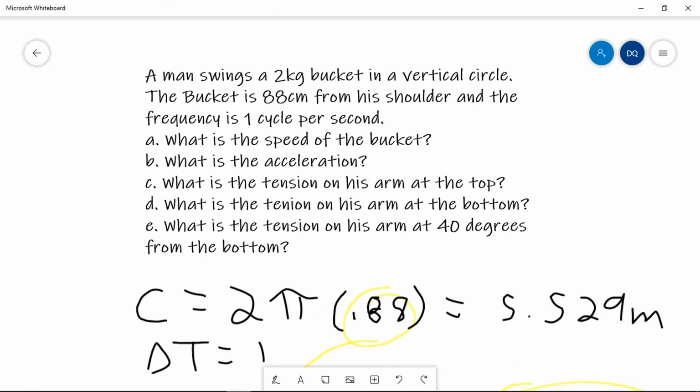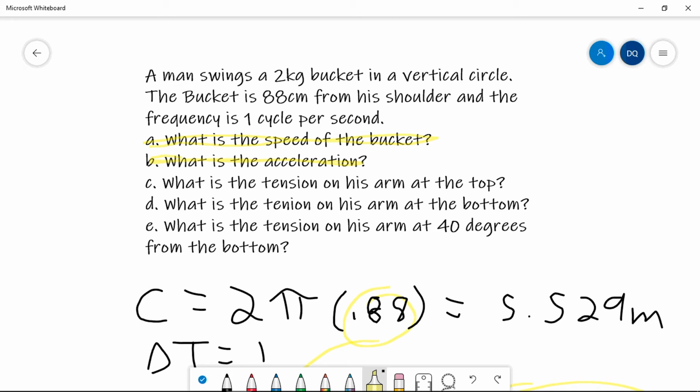Okay, so I've shown you how to find the speed of the bucket, and we found the speed by taking the circumference, the total distance that that bucket traveled, divided by the amount of time it took for a full circle. We then found the acceleration using the formula. Centripetal acceleration is v squared over r. It's the square of the speed divided by the radius.